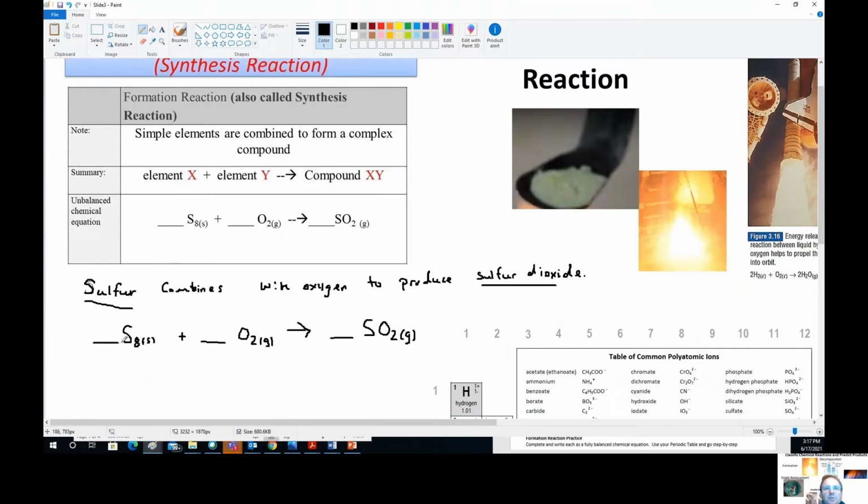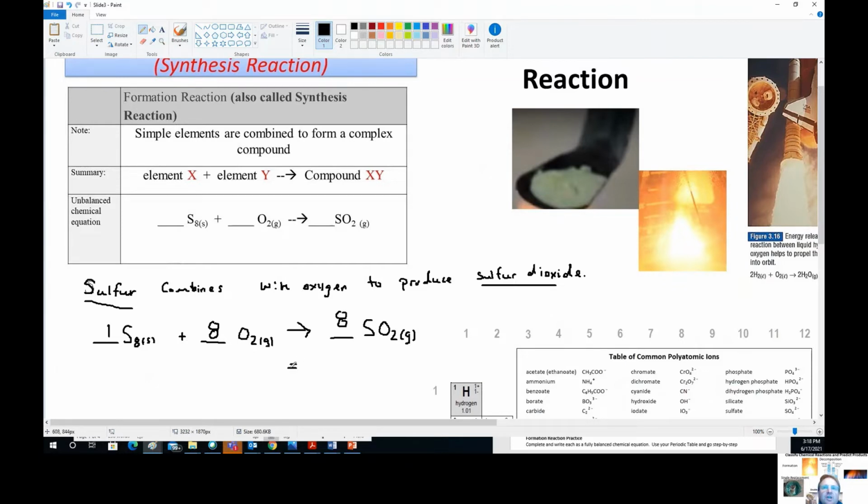This is not balanced. We've got 8 sulfurs here and only 1 there. So let's balance the sulfur off. Okay, now I've got 8 sulfurs, but I've got 8 times 2, I've got 16 oxygens. So we're going to have to put an 8 there. Okay, 8 times 2, I got 16 oxygens there. I got 8 sulfurs, and I got 8 sulfurs there. There we go. It's properly balanced. 1 mole of sulfur combines with 8 moles of oxygen gas to make 8 moles of sulfur dioxide.